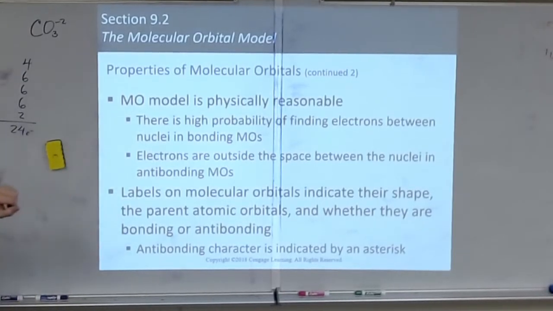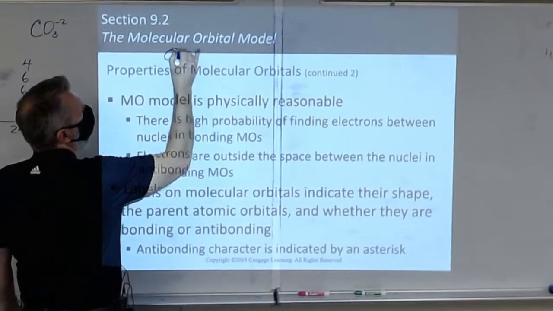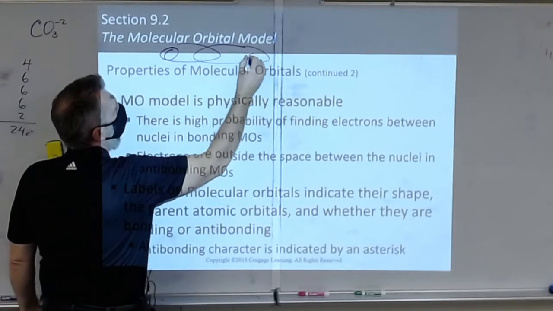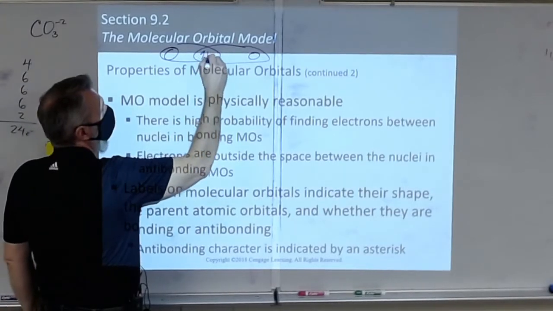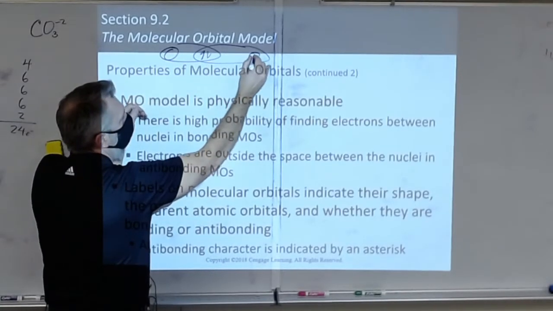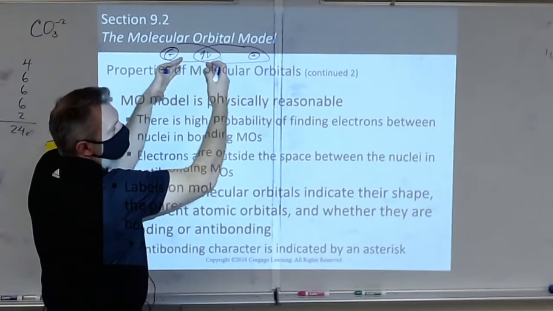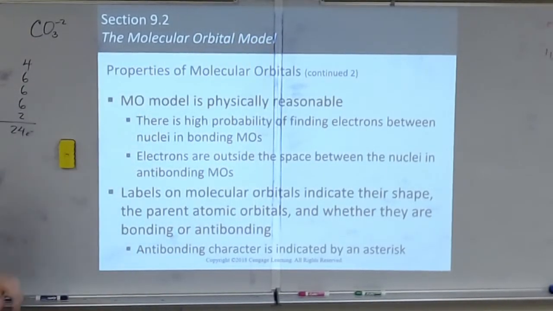All right. There's a high probability of finding electrons between the nuclei in the bonding orbital, and then electrons outside the space between the nuclei. So I've got this space here. These electrons are going to be bonding. If the electrons are found here, we're going to call these bonding electrons because they're holding the nuclei together. Remember, the nuclei are going to be positively charged, the electrons negatively charged, holding this thing together. Good. So bonding electrons would be found in the space between the nuclei.